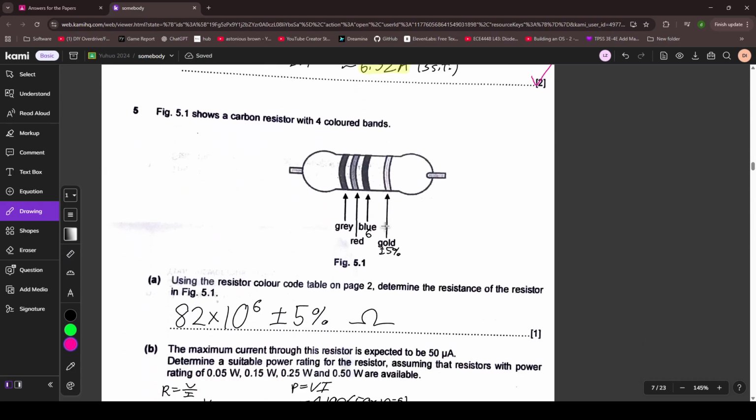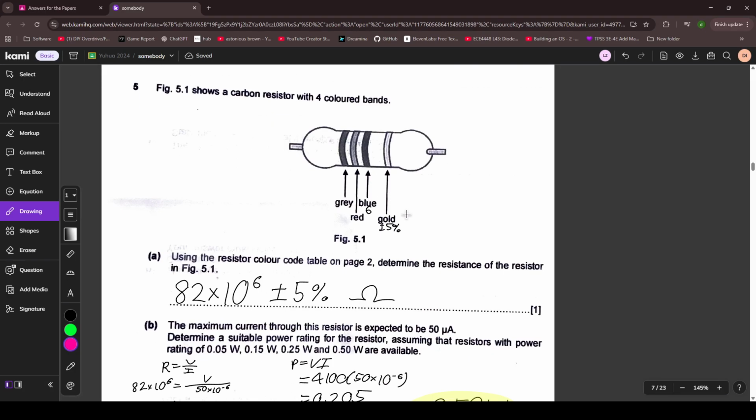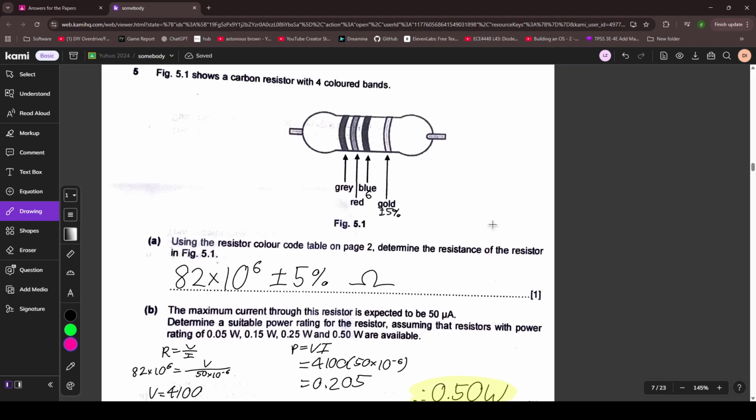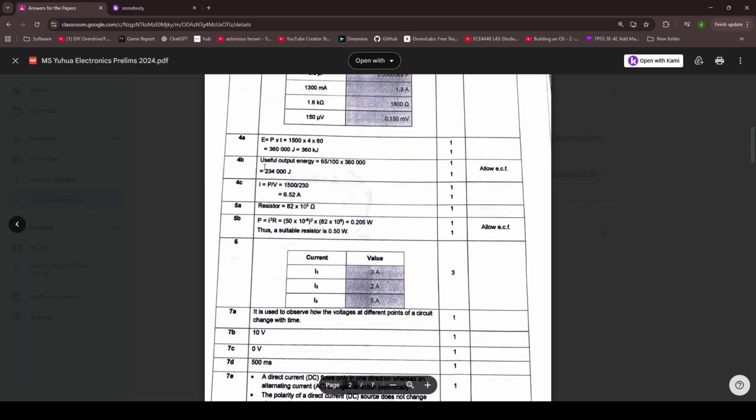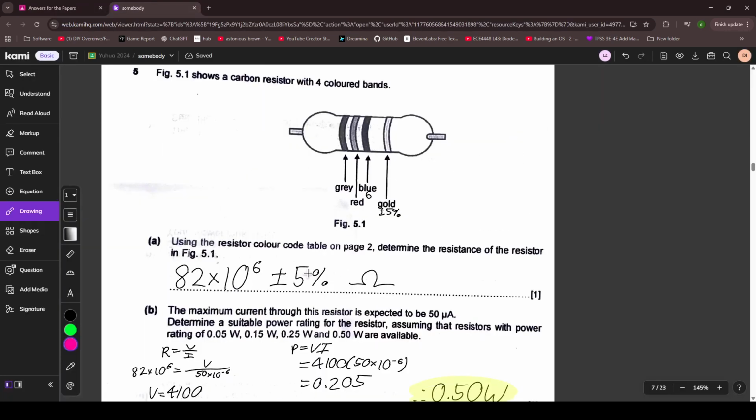Figure 5.1 shows a carbon resistor. So this is just using the table to get the resistance values, and that's just basic pattern recognition, so I'm not going to go through that. Did you get it though? Yes, you did. Okay.